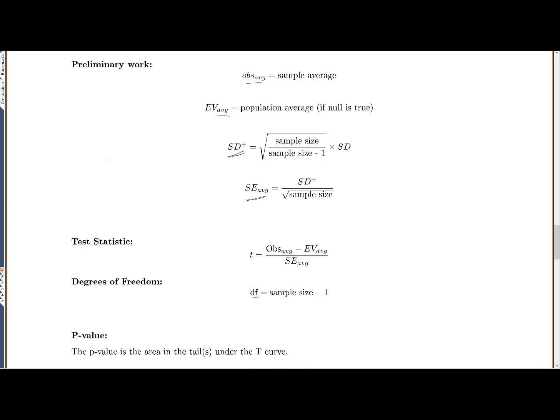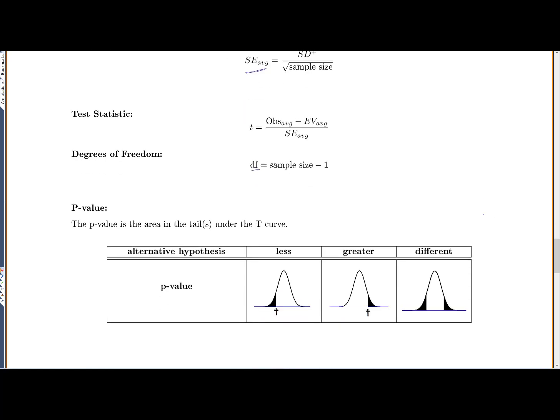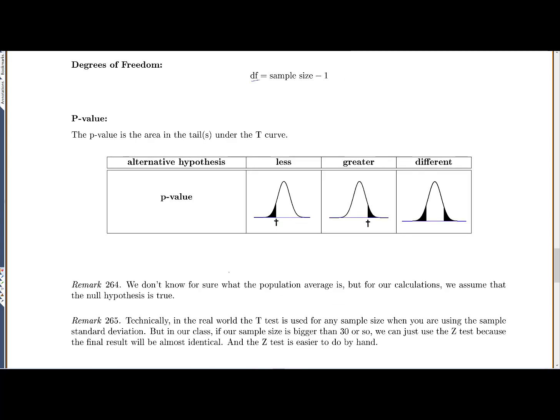The p-value we're going to do again just like we did with the z-test. Okay, if our alternative hypothesis is less, we'll shade in the left tail. If our alternative is greater than, we shade in the right tail. And if it's different from, we shade in both tails. Two remarks. Again, just like before, we don't know for sure what the population average is, but for our calculations, we assume that the null hypothesis is true.